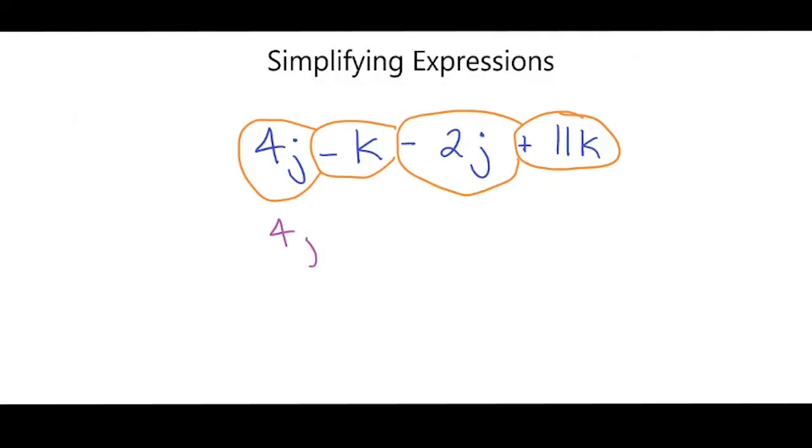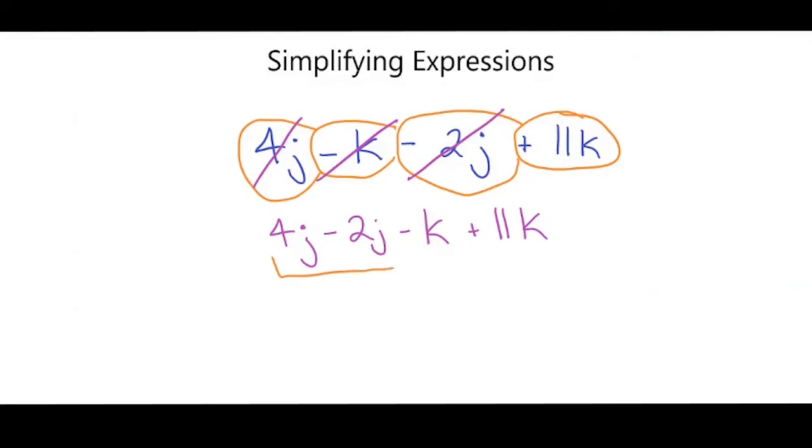So I have 4j. Now, are there any other terms here that are j terms? And I see I have a minus 2j. So I'll do minus 2j. Are there any other j terms? I do not see any. So I'll go and I'll do negative k. So I'll cross that off. And our last term is plus 11k.